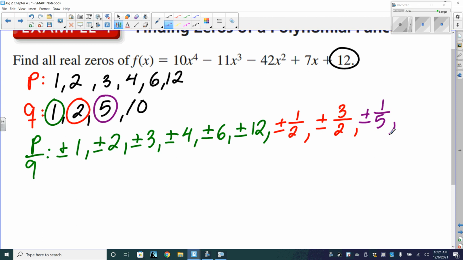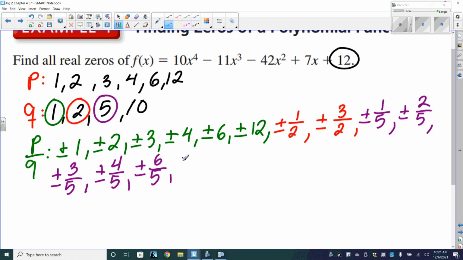Now we can look at the next one. Well, 2 divided by 5 is 2/5. Then we do the next one, which is 3, plus or minus 3/5, plus or minus 4/5, plus or minus 6/5, plus or minus 12/5. Well, 1, 2, 3, 4, 6, and 12. None of them have a common factor with 5, so we're going to end up writing them all. Any questions on this here before we move on to 10?